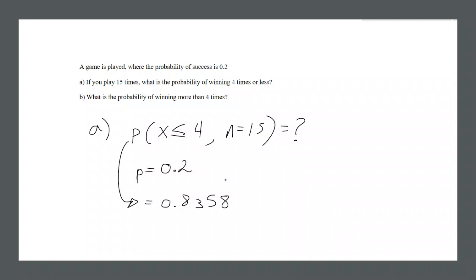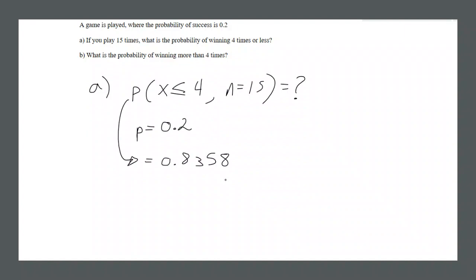Okay, if we were to individually calculate the probability of winning 0 times, plus the probability of winning 1 time, plus the probability of winning 2 times, and 3 times, and 4 times, we would get the same number. The probability of winning 4 times or less.